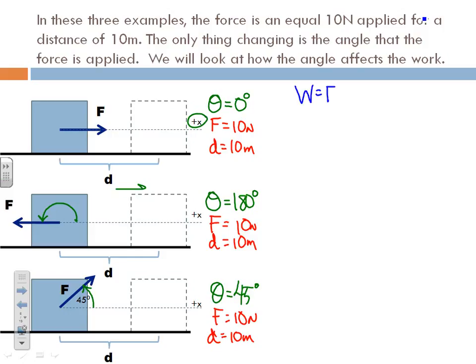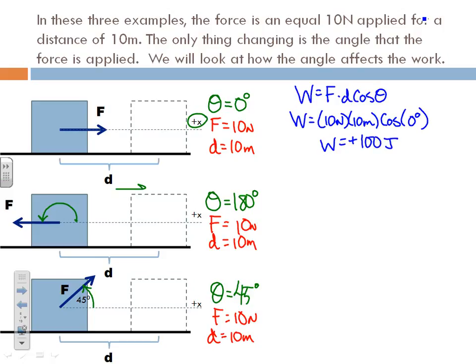So work is equal to F D cosine theta. And in this case, we're going to use our force of 10 newtons, our distance of 10 meters, and the cosine of 0 degrees. Well, the cosine of 0 is going to be 1. So we have 1 times 10 times 10, which gives us a positive 100 joules. So remember, work measures the amount of energy that's being transferred by the force. In this case, we have 100 joules of energy that's being transferred by the force.